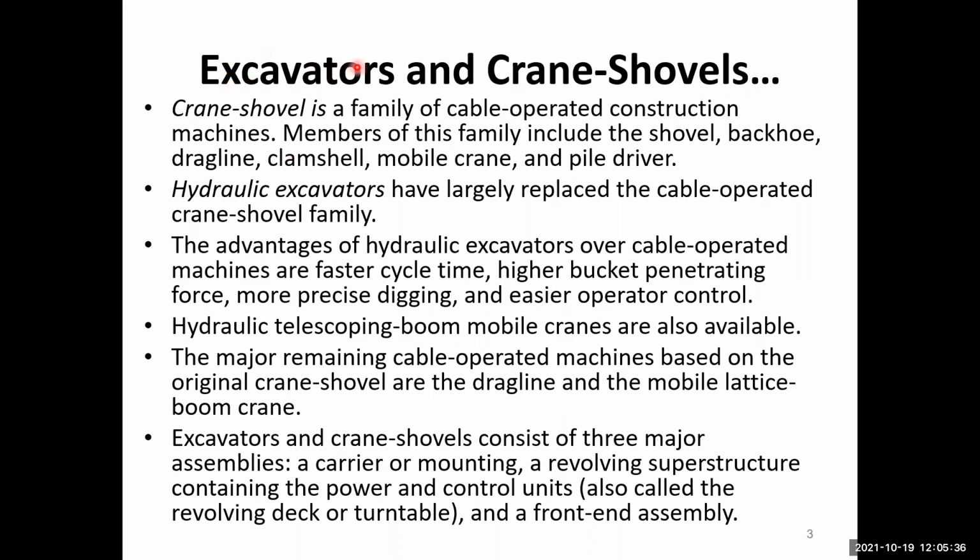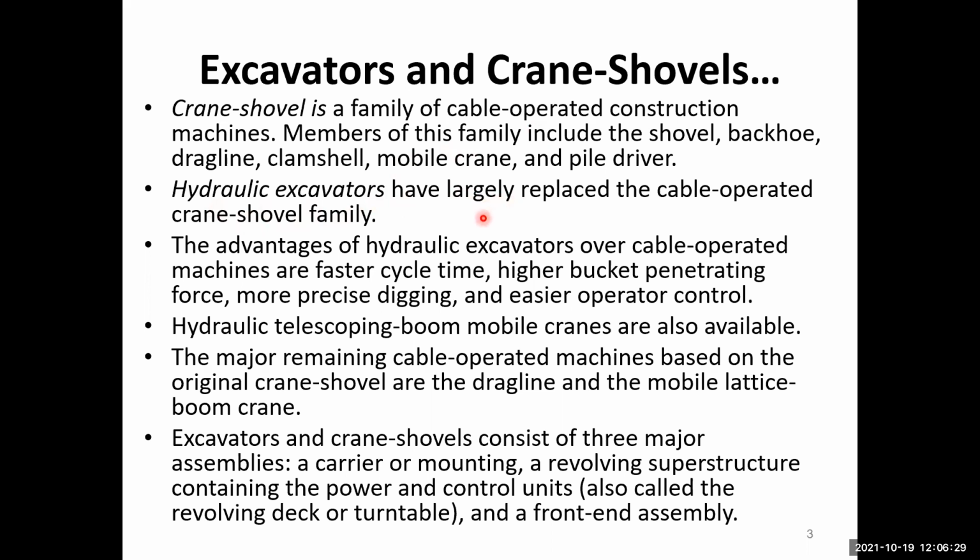Okay, so what are the excavators and crane shovels? A crane shovel is a family of cable operated construction machines. Members of this family include the shovel, backhoe, dragline, clamshell, mobile crane, and pile driver. These machines may work with the help of cables. That means those cables will provide the resistance to load or to lift the materials. In addition to cables, there may be the hydraulic excavator as well.